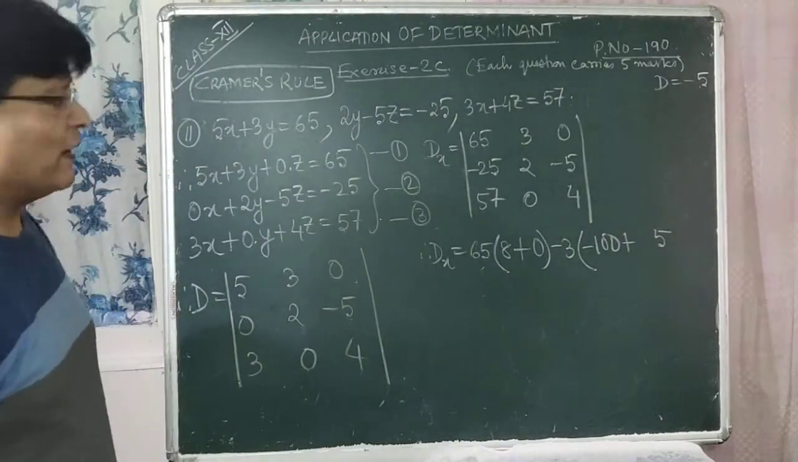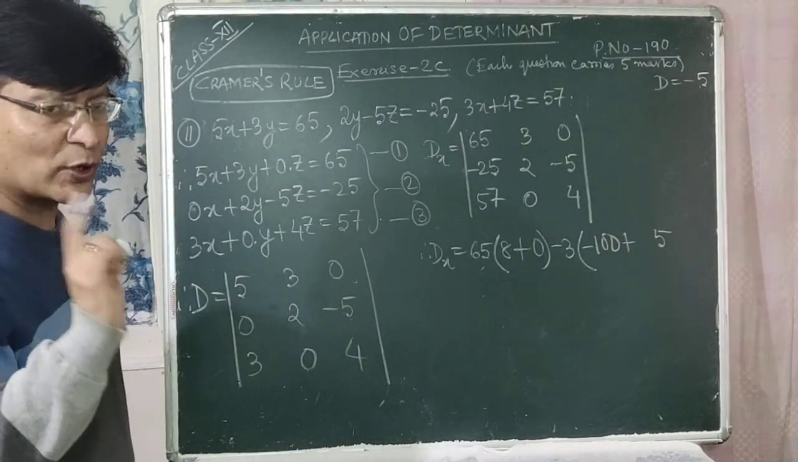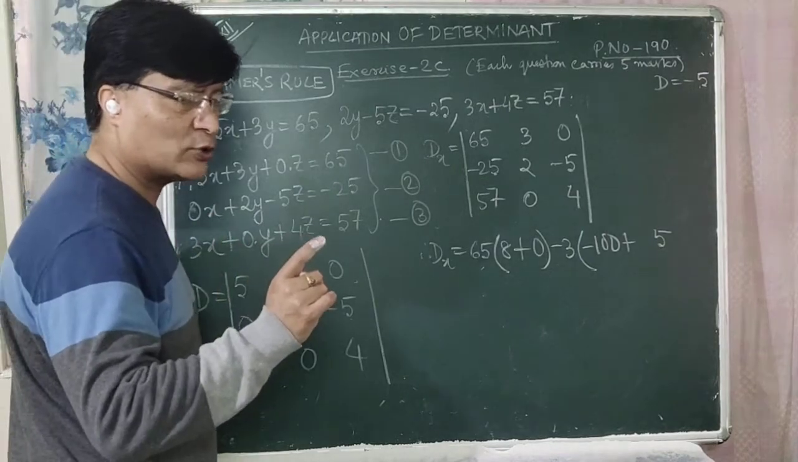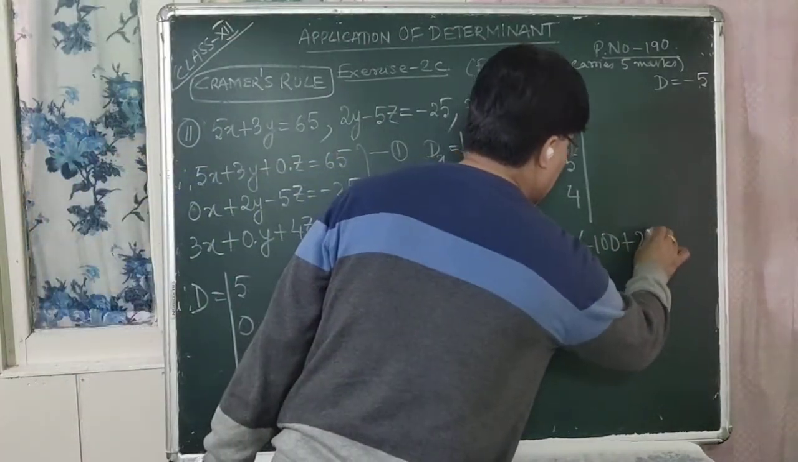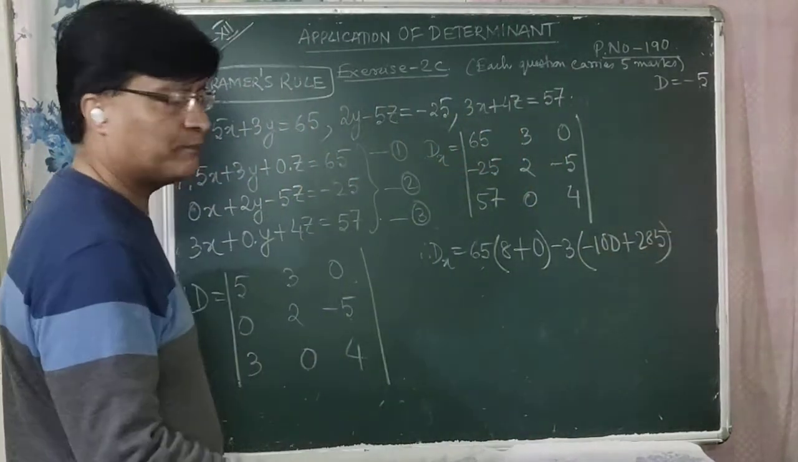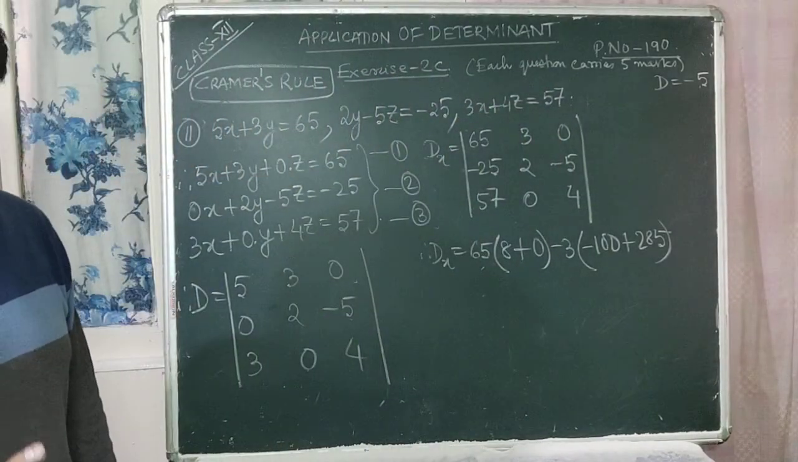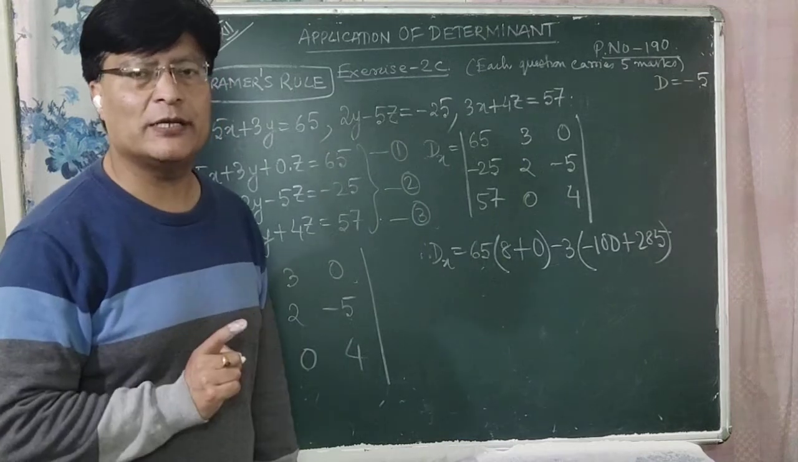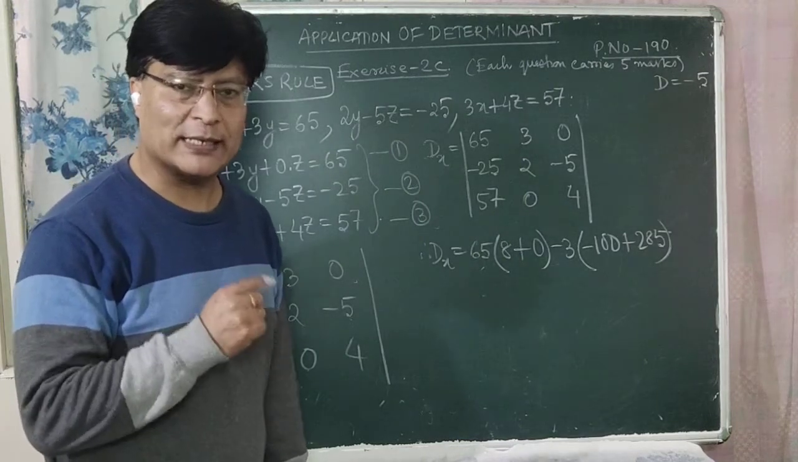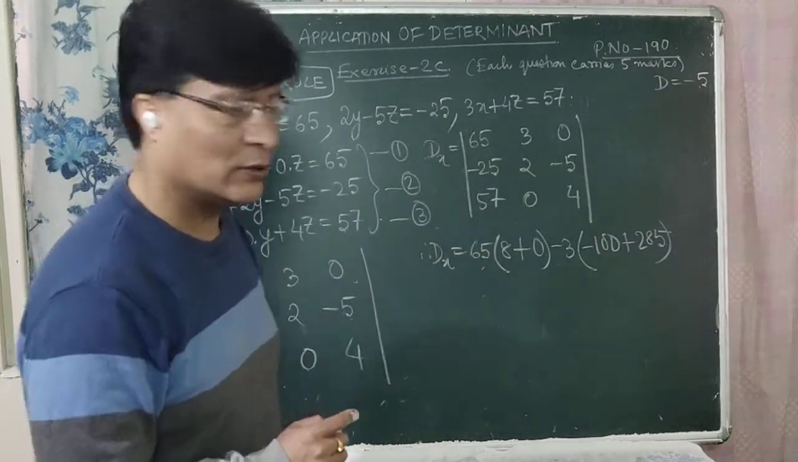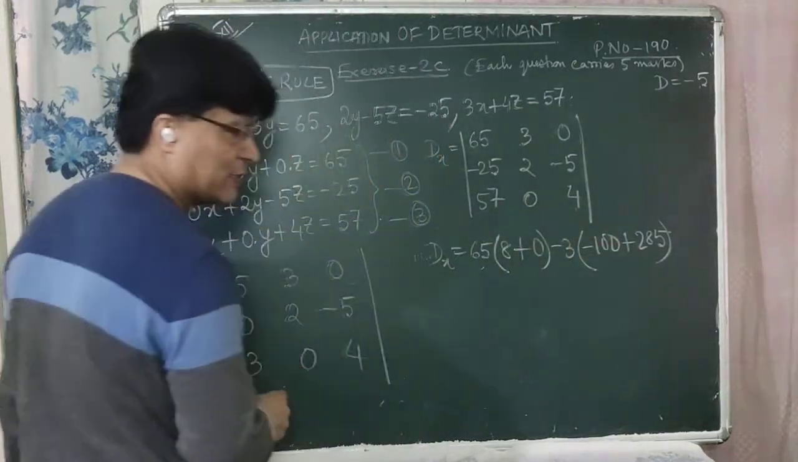5 7s are 35, plus 3. 5 5s are 25 plus 3, 26, 27, 28. Right? So this is 28. Okay? Then comes plus 0. Will you write plus 0? No, because 0 into any number is 0, so you don't have to write down this 0 here. Okay? So this is the expansion.